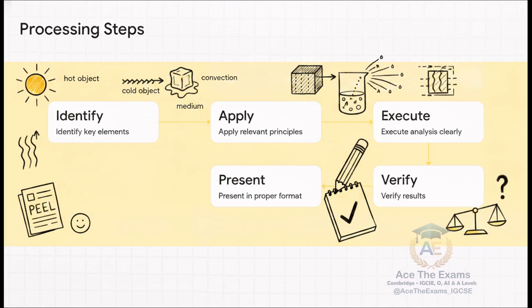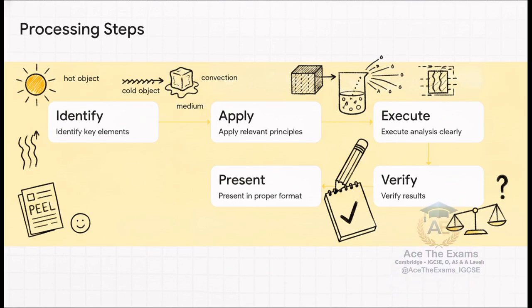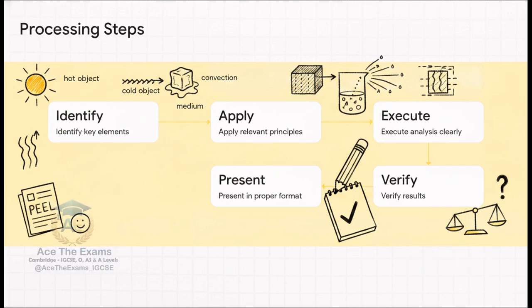Step 2, apply relevant principles. If the medium is a solid lattice, boom, that's conduction. If it's a fluid, it's convection. If it's a vacuum, you're dealing with radiation. Step 3 is executing your analysis with incredibly clear working. Examiners desperately want to award you marks for your process. Step 4 is verifying the results, and Step 5 is presenting it in that perfect PEEL format. This sequence guarantees you don't miss a thing.